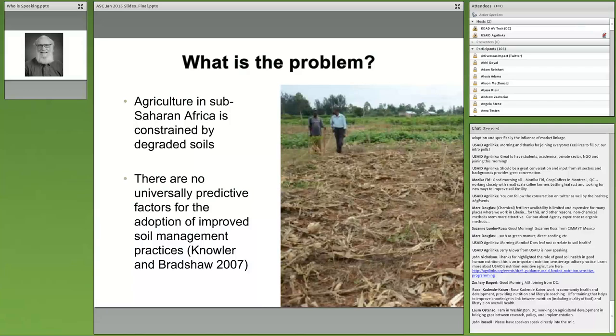Agriculture in sub-Saharan Africa is constrained by degraded soil, limiting the productivity of small farmers who manage that land. Various practices have been suggested to improve soil fertility. Yet despite the potential for soil management technologies to improve soil fertility, studies examining the uptake of these technologies have demonstrated no universally predictive factors influencing adoption. So we just don't know what the silver bullet is.